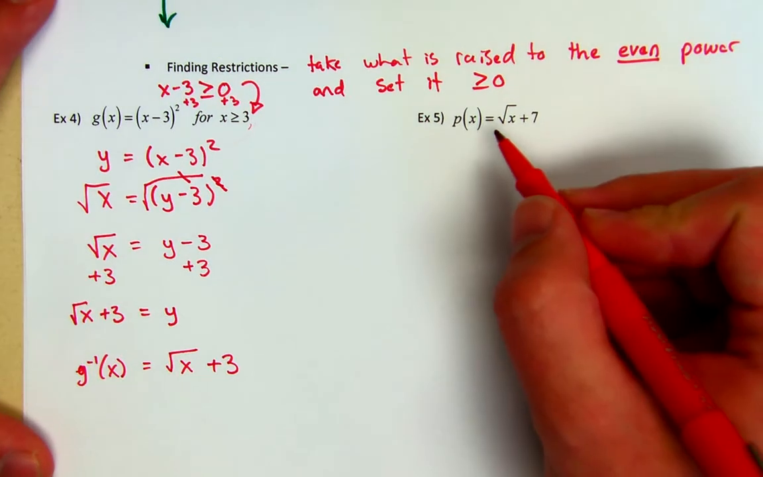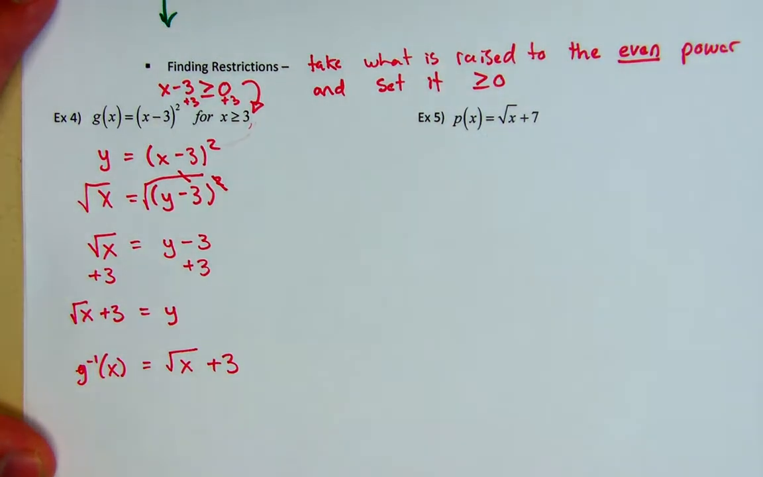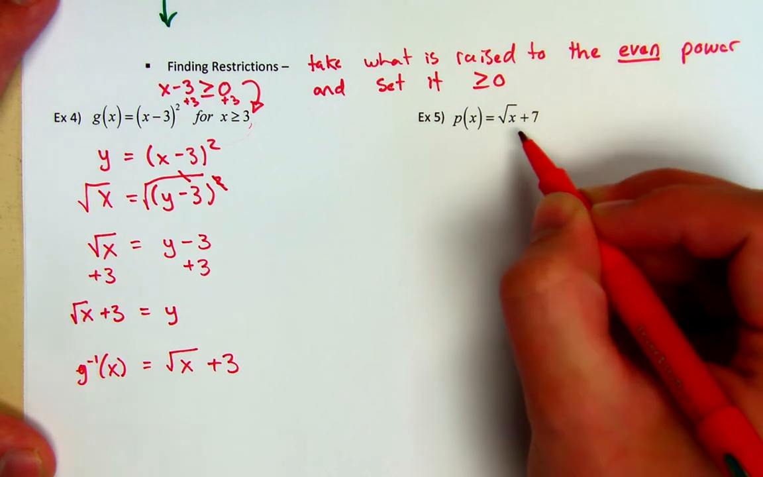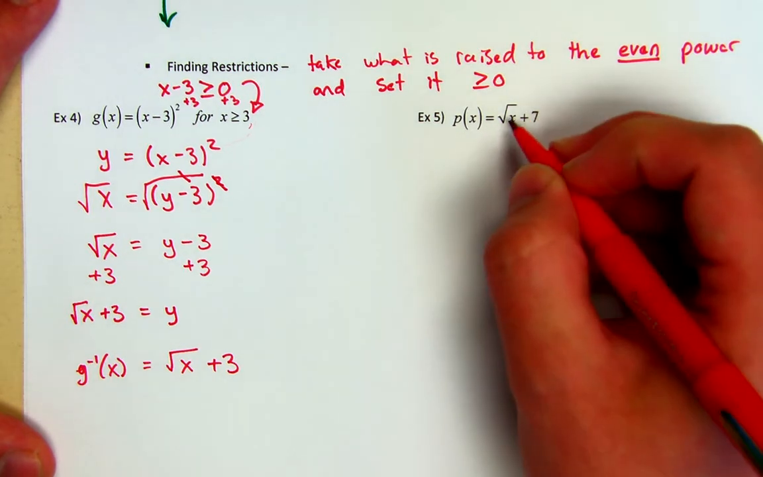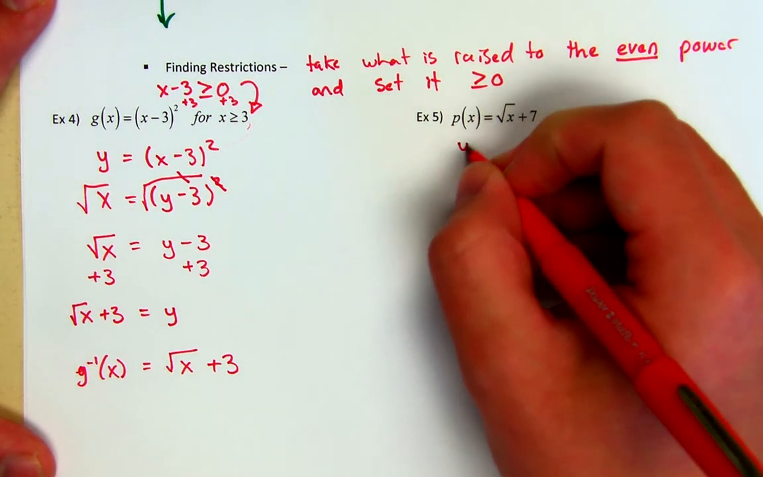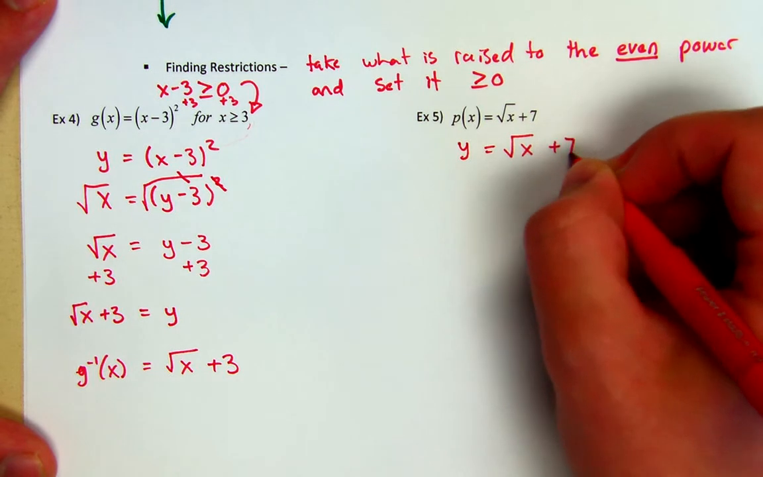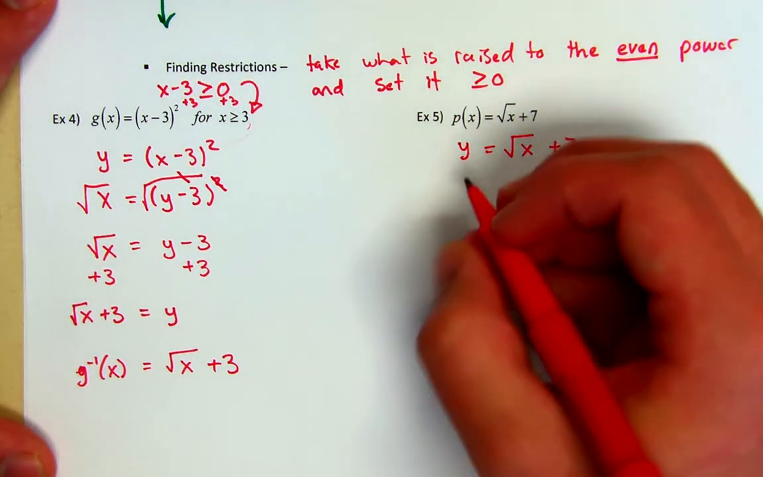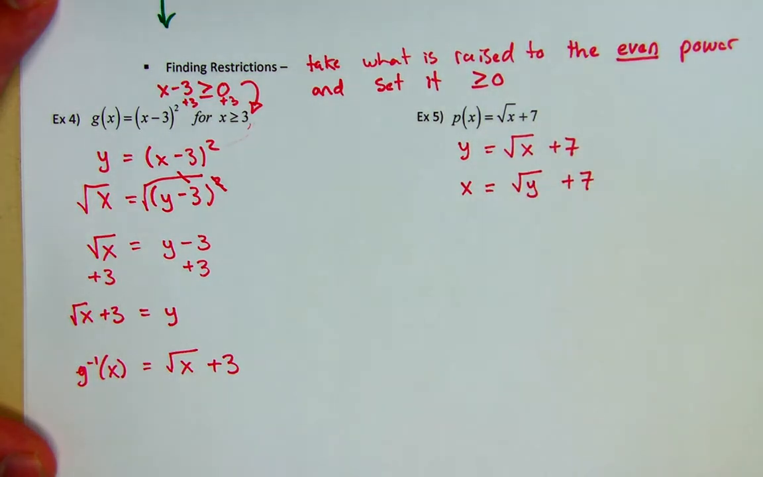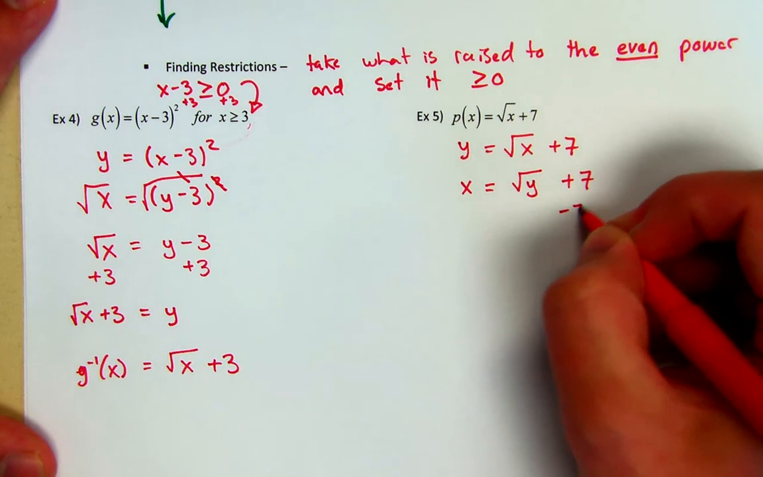Now, for example 5, we start with p of x equals the square root of x plus 7. When dealing with this function, we don't need to worry about restrictions because they are already there. The square root function only can have positive values put into it, so we know that the restriction starts with x greater than or equal to 0. So right away, we can just start with y equals the square root of x plus 7. Now switch x and y. And now we have to isolate y. So subtract 7.